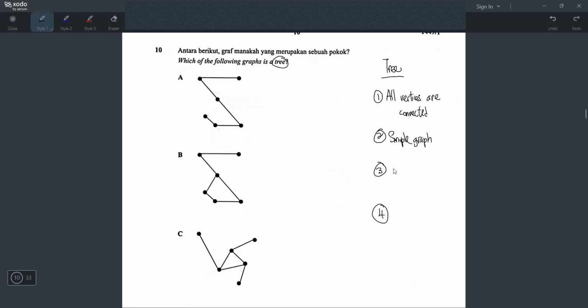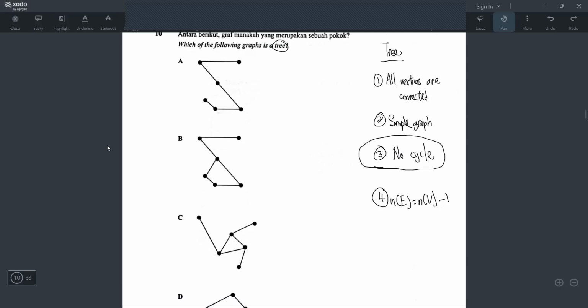Okay, and then the third one is no cycle. No cycle, right? No cycle means tak boleh ada kawasan yang tutup. That cannot have a like a kawasan yang tertutup. Okay, and then the next part, number 4 is the number of edges must always be equals to the number of vertices minus 1. All right, but whenever I teach student doing objective, we always check for this first because it's the easiest. This one, you use your eyes, you can see already whether got cycle or not.